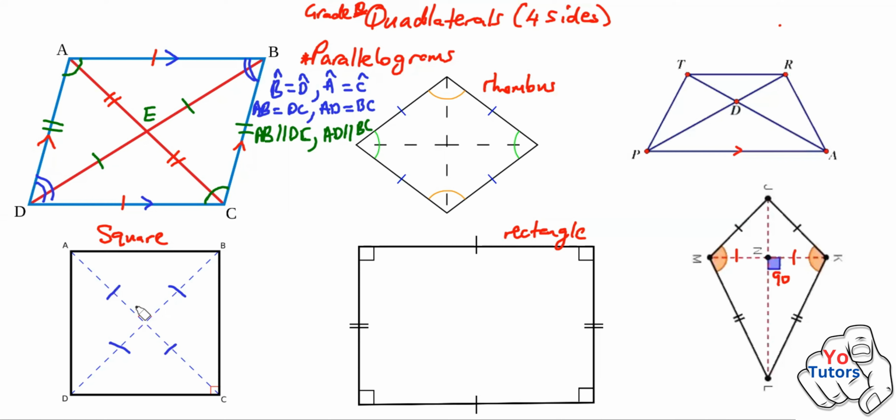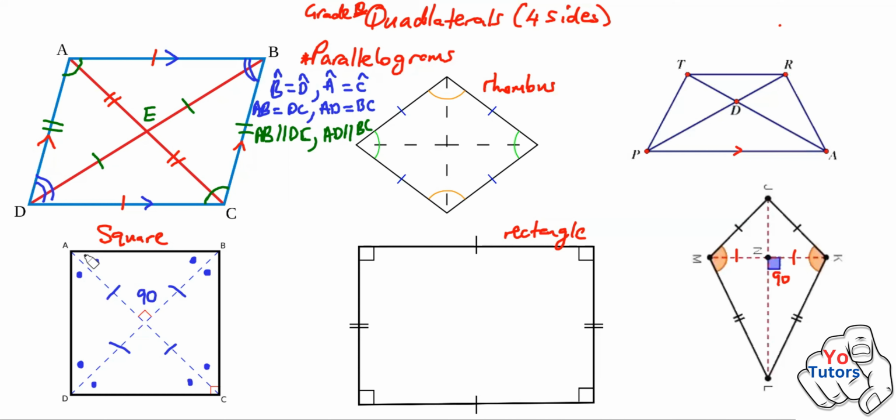What else can we add is that the diagonals are perpendicular to each other, so the angle they meet at is 90. Then what else can we add about the diagonals? The diagonals bisect the vertex angles. We see that that angle is equal to that angle, and let's put the same color because they are all equal. That's what you must know.